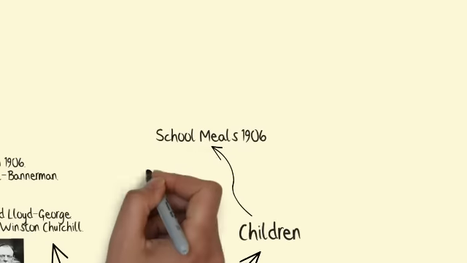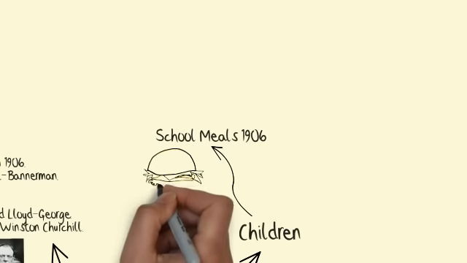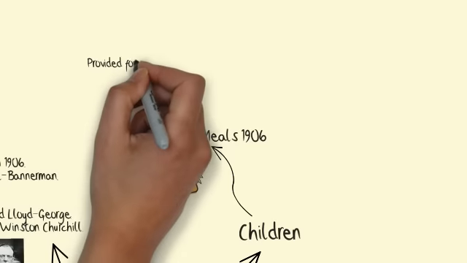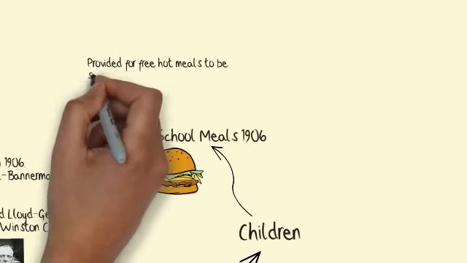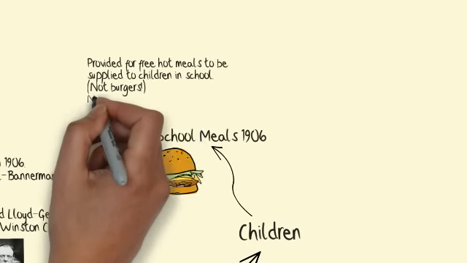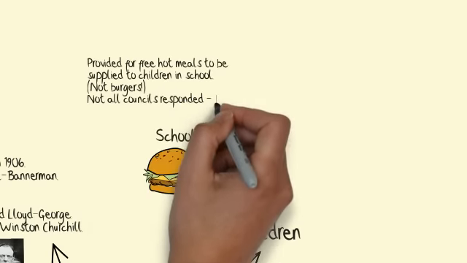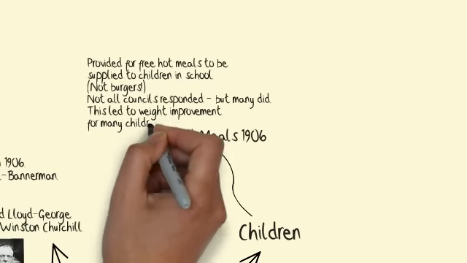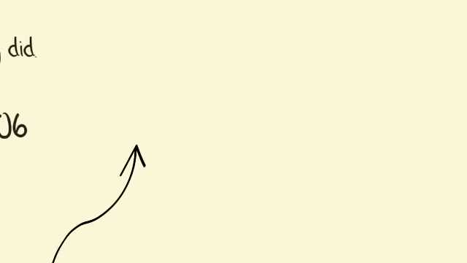Legislation for children began with the School Meals Act in 1906. This provided for free hot meals to be supplied to children in school by local councils. Not all councils responded, but many did, leading to weight and health improvements for many children.